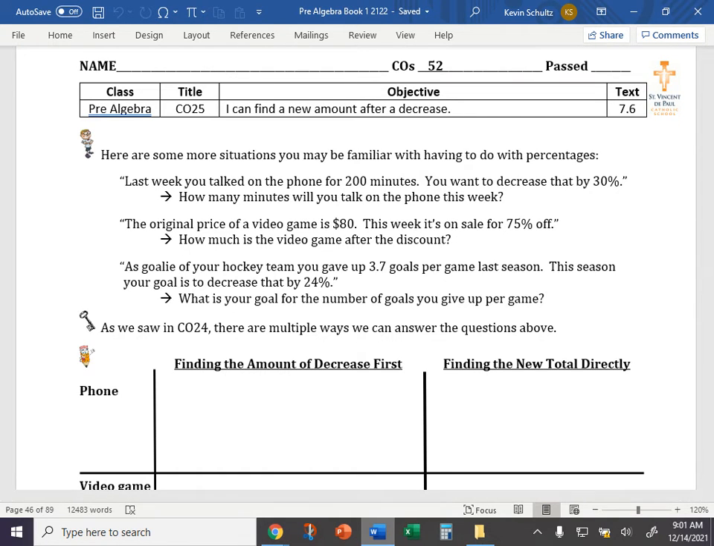We are covering CO25, another objective, another formula. This time, we are decreasing an original amount by a percentage. In CO24, we increased. CO25, we decrease, which means we're reducing, we're getting smaller. So here are 3 examples that we're going to talk about.